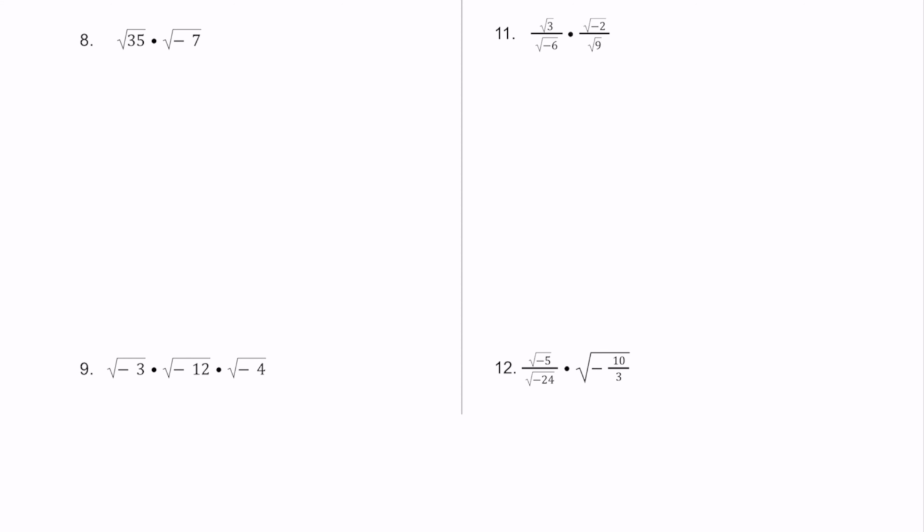Here's number 8. For number 8, what I'm going to do here first with this square root of 35, it's already positive, but what I'm going to do is actually separate this into the square root of 5 times the square root of 7, because I really want it to kind of match with the root 7 we're going to get in a little bit.